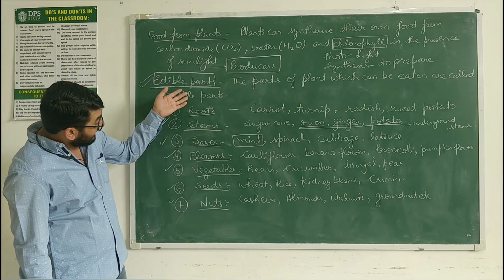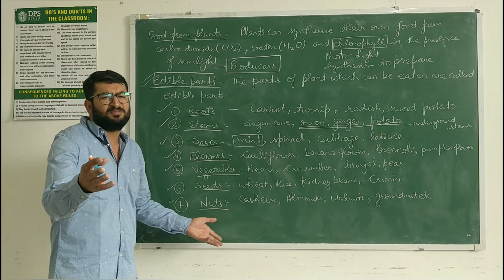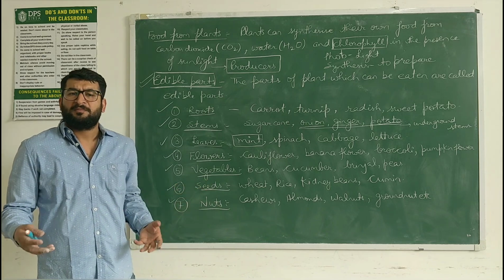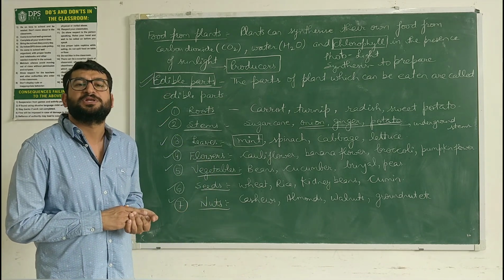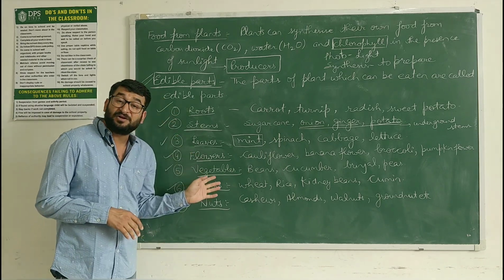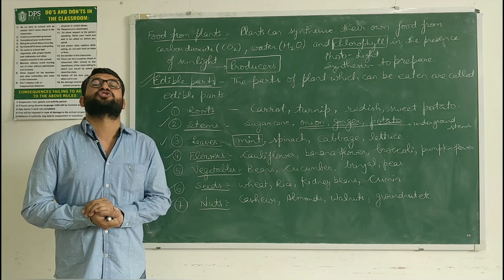So these are the various edible parts of the plants. One is left, fruits, but that you can name very easily. Fruits are apple, papaya, mango. These are fruits which we used to eat. So these are the edible parts of the plants which can be eaten by us to complete our nutritional requirements.